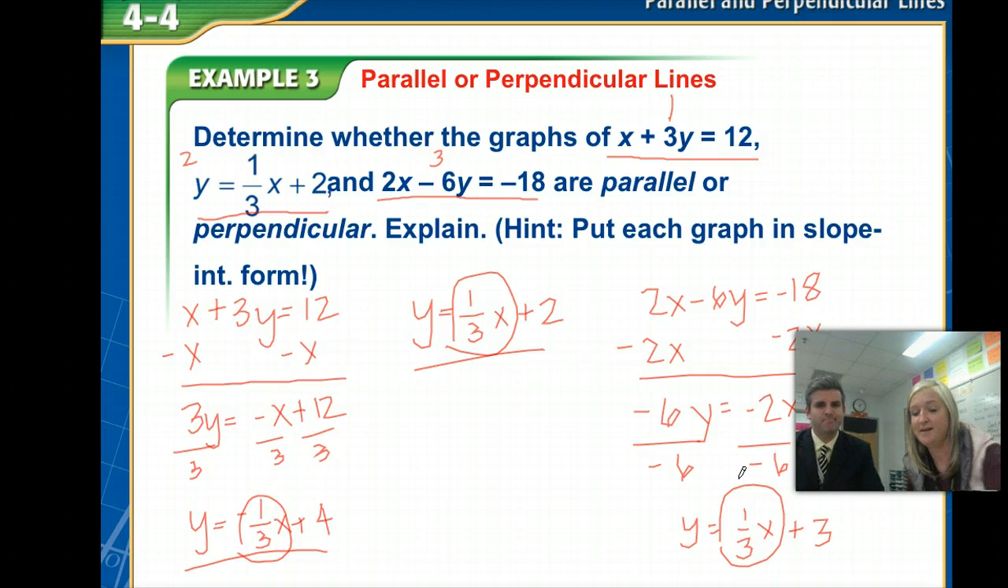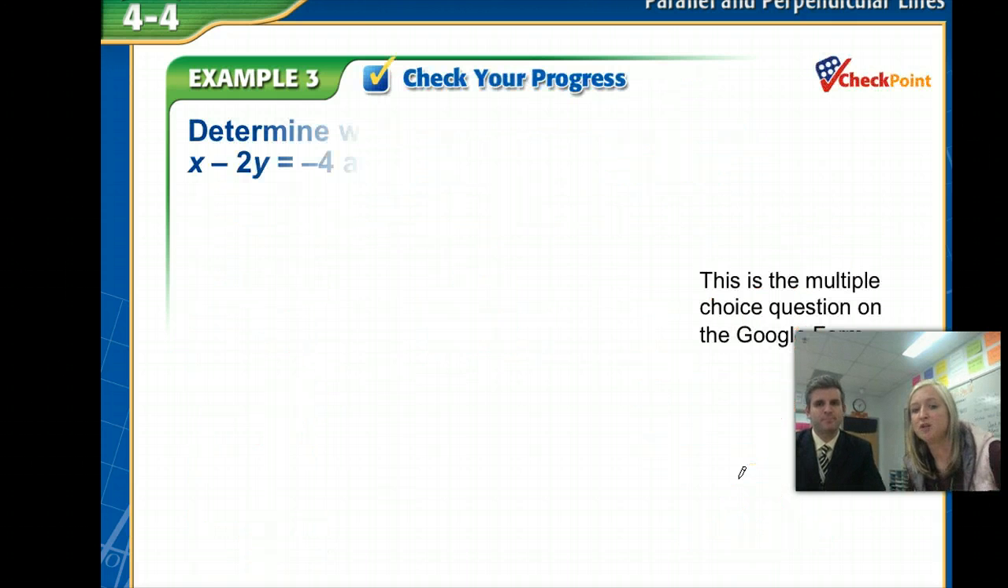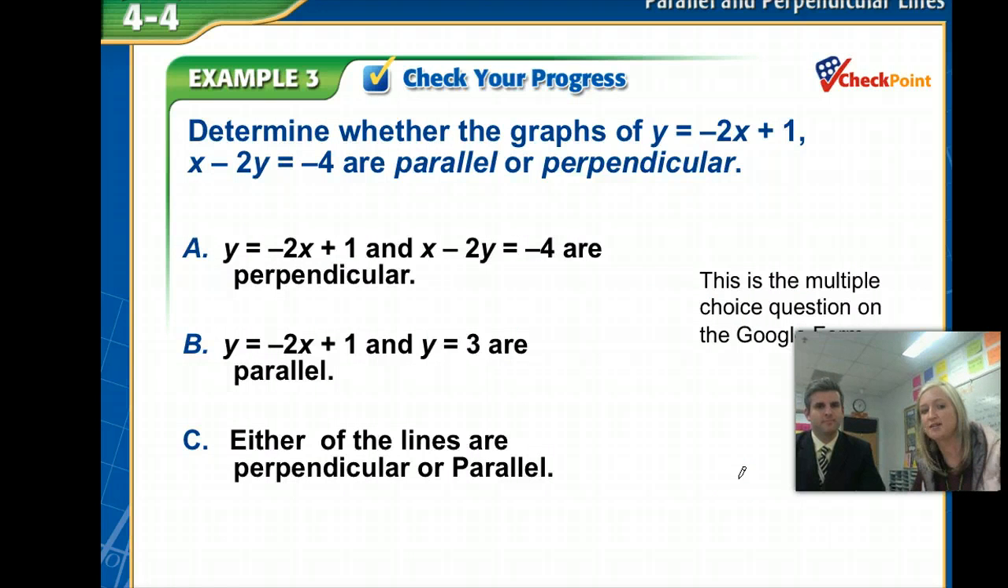Okay? So we are to your multiple choice question, and Mr. Van Scoy is going to help read this one for you. All right, so we're going to determine whether the graphs of y equals -2x plus 1 and x minus 2y equals -4 are parallel or perpendicular. So again, just like we did in the last example, you are going to put them into y equals mx plus b form and see if their slopes are the same or the opposite reciprocal.